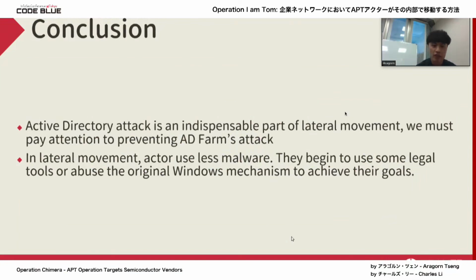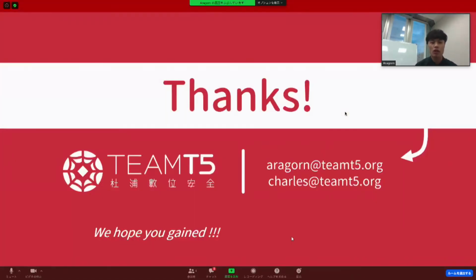And here are our conclusions. Active Directory attack is an indispensable part of lateral movement. We must pay attention to preventing AD attacks. In lateral movement, actors use less malware. They begin to use some legitimate tools or abuse the original Windows mechanisms to achieve their goals. And that is our talk today. Thank you, everyone.